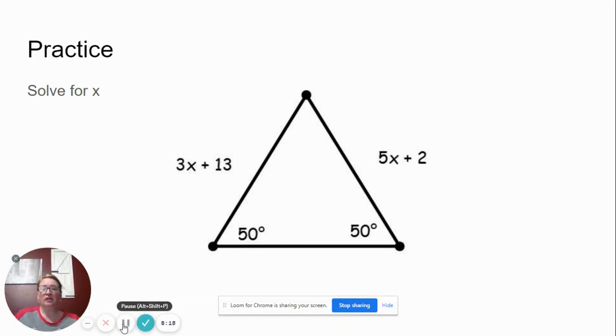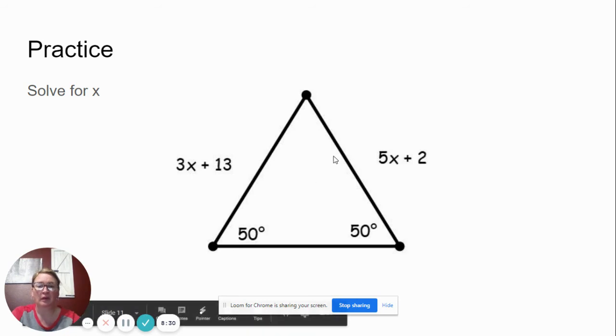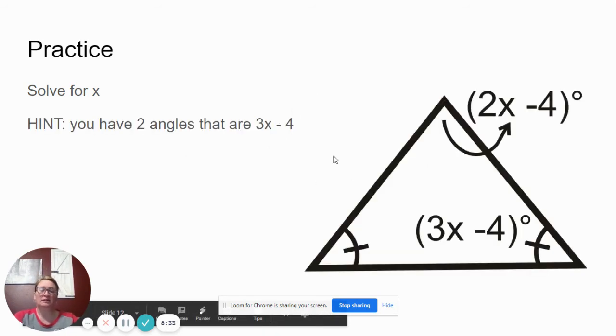All right, well, hopefully you guys didn't second guess yourself on that one because the answer does come out to be 5.5. So hopefully you recognize that it's just a decimal answer. It's okay. That's all you had to do. Okay, here is another practice. Notice in this one you have two angles that are 3x minus 4 because they say that these two angles are equal. So set this up and solve for x.